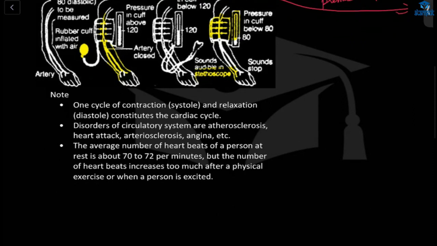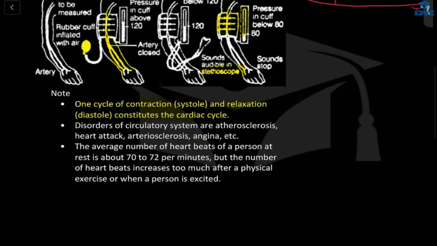One cycle of contraction and relaxation is called what? It constitutes the cardiac cycle. So what are the circulatory disorders? First is atherosclerosis. In this case, fat will be accumulated in the arteries.